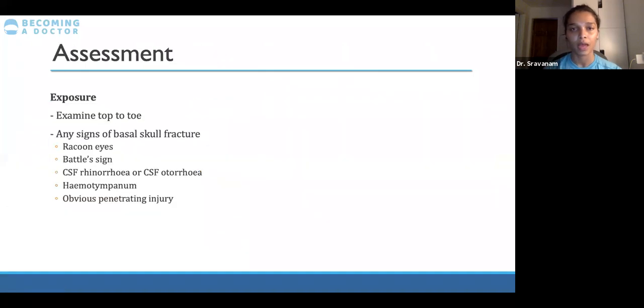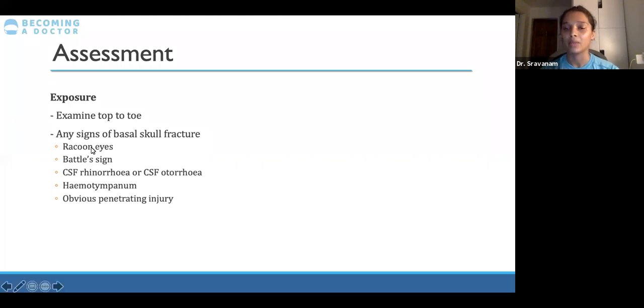And finally, in the A to E assessment is exposure. So you examine top to toe. Someone who's come in with head trauma might have come in with other trauma as well, so make sure you check if there are any other fractures anywhere. For example, if they have a chest injury, a rib fracture, your B might be very difficult and that would have repercussions on the brain as well. So once you've done the initial A to D, you go on to examine top to toe, take off any clothes, etc., and do a full exam.